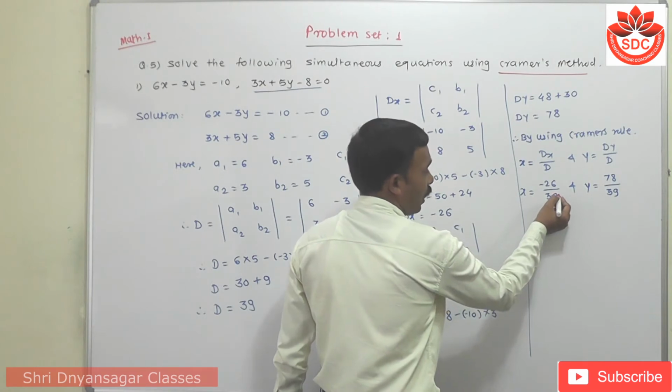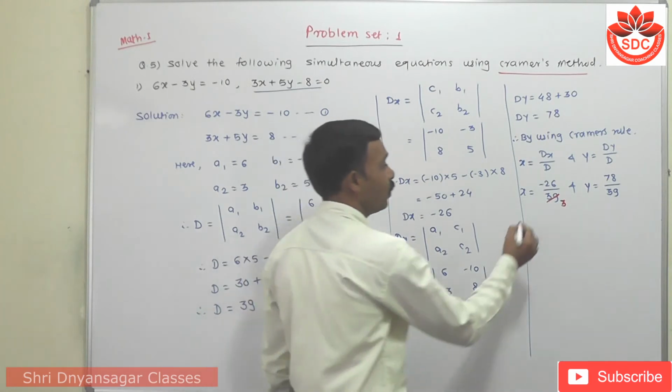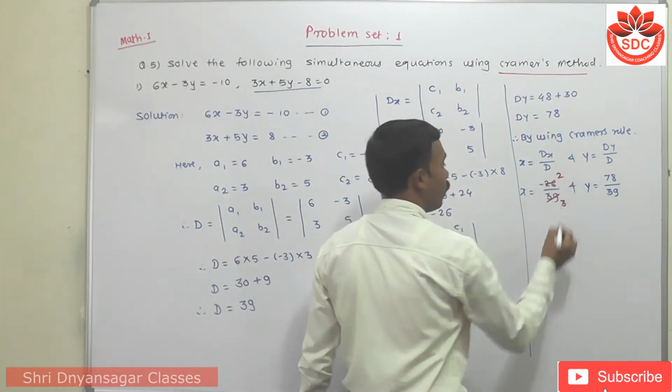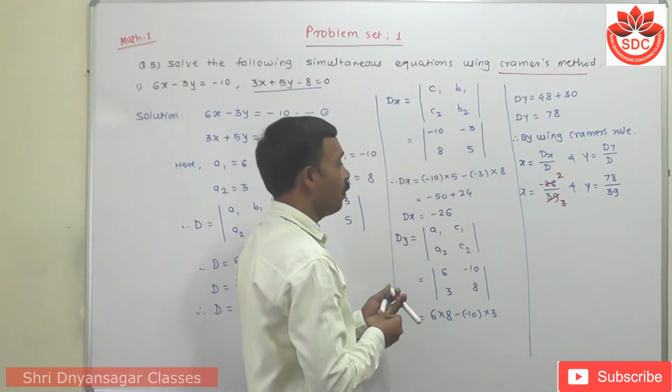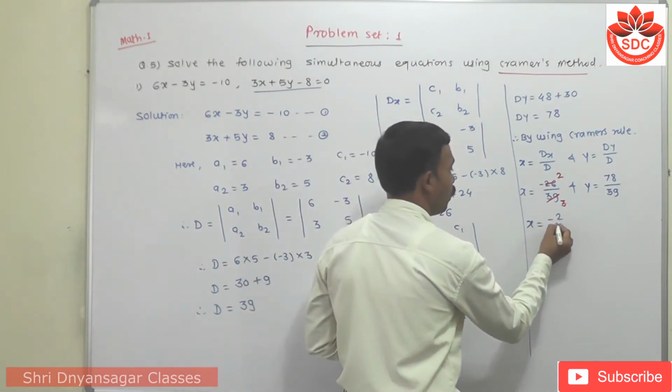Simplify by using 13. 13 3s are 39. 13 2s are 26. Means that the value of x is equal to minus 2 upon 3.